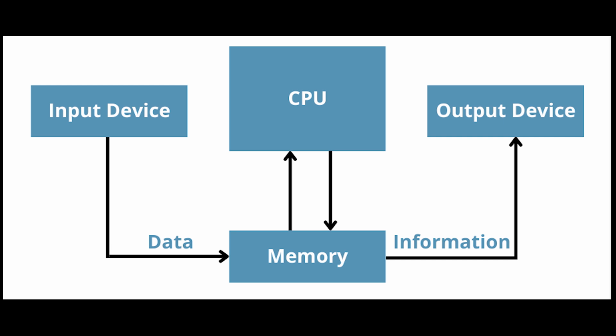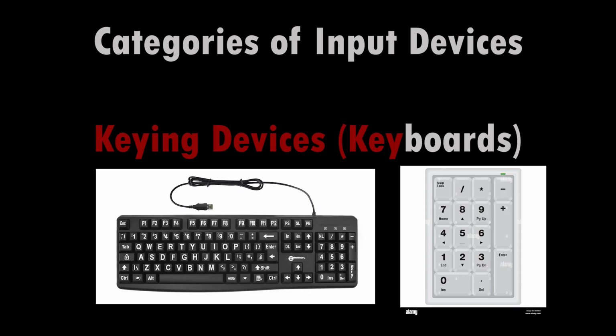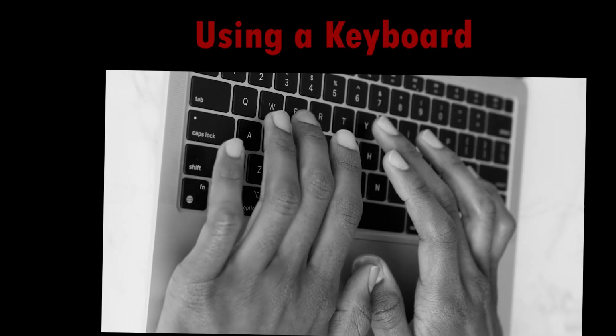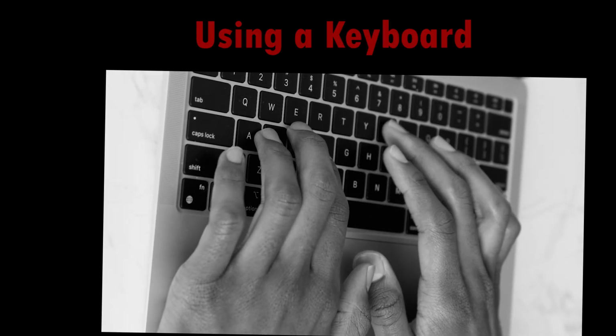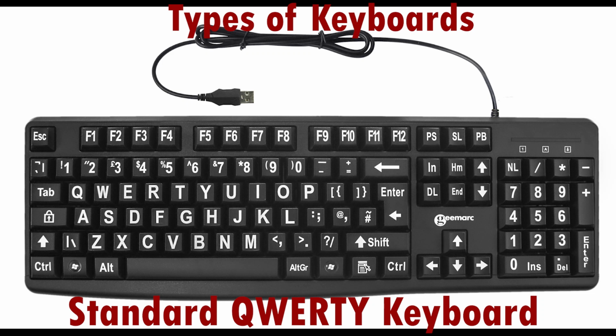The first category is what we call the keying devices or the keyboards. A keyboard is the most common input device. Most of us, I know you've seen it, you've used it. It is used to type text, numbers, and commands into the computer. There are different types of keyboards. First, we have the standard QWERTY keyboard. This is the most common keyboard that you can see around. It has letters, numbers, and function keys, and it's most commonly found in schools and offices.